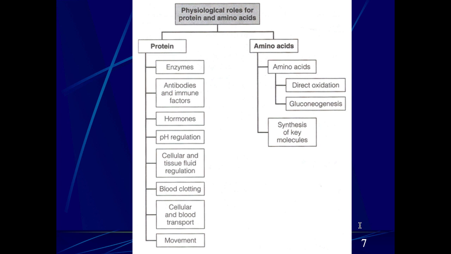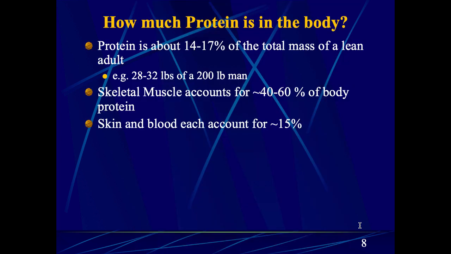So how much protein is in the body? Protein is about 14 to 17% of the total mass of a lean adult. Now that doesn't mean that muscle tissue is 14 to 17% of the total mass, because that's a lot higher. Right? Muscle is about 60 or 70% water. This is just the protein. So it might not sound like a lot, but it's significant when you consider water is probably 65 or 70%. So for example, that's about 30 pounds for a 200-pound man.